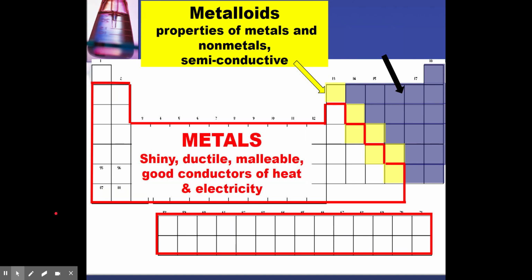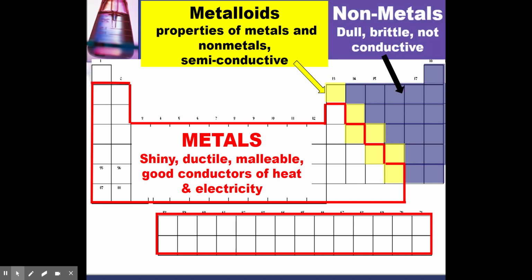But we also have metals. Metals are going to be shiny. They're ductile, meaning I can draw them out, pull them into a wire. They are malleable, and they're good conductors of heat and electricity. That's why I use them in wiring. I use them for my pans in the kitchen and things like that, because they're good conductors. And then we also have our nonmetals, and nonmetals are dull and brittle and not conductive. Many times those are also even just a gas.